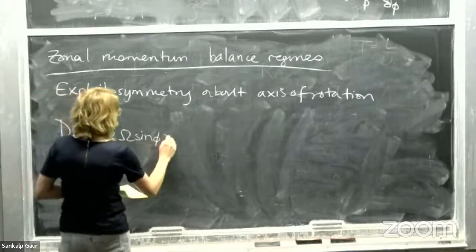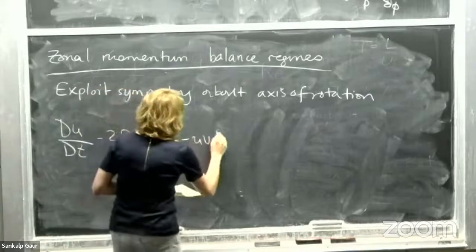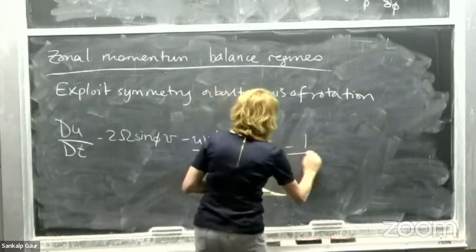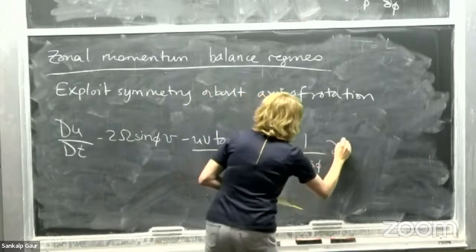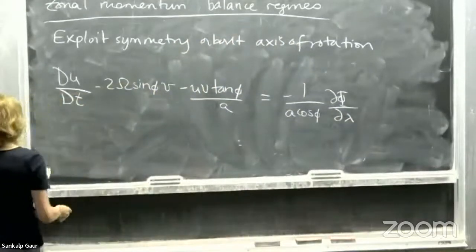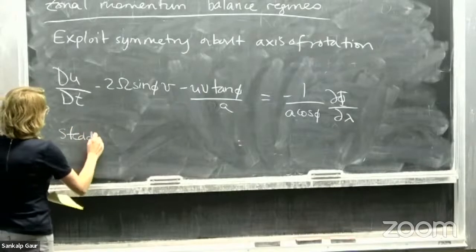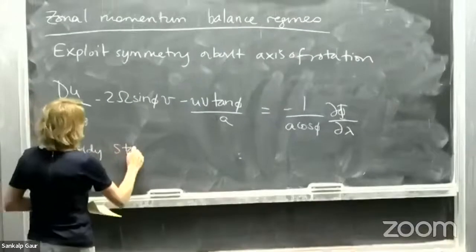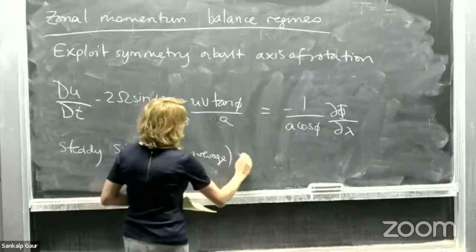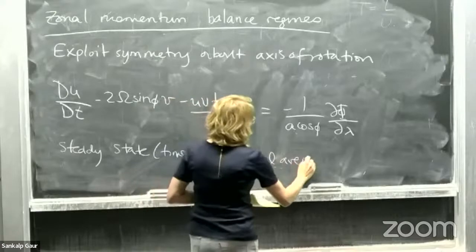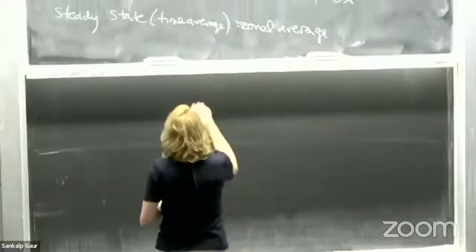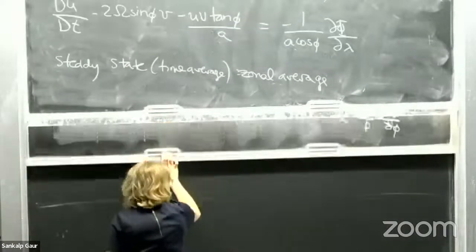But for now, we're just writing out the X component as it was before we took geostrophic balance. So this is the full equation. And we're going to take a steady state, explicitly a time average now, and also what we call a zonal average, which is this average that I'll define as a function of averaging in longitude.